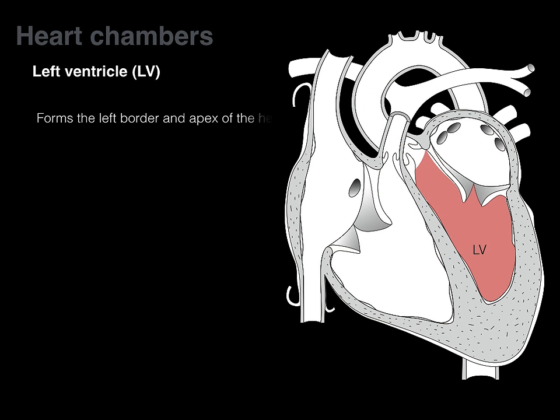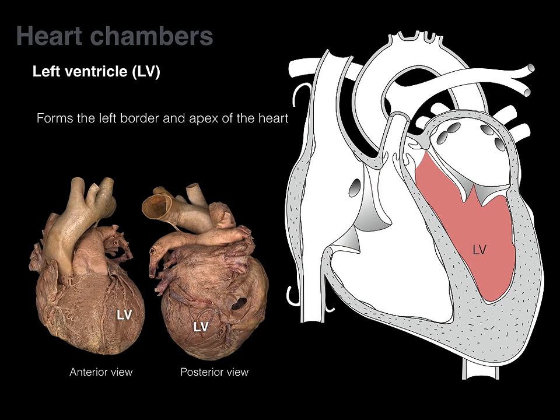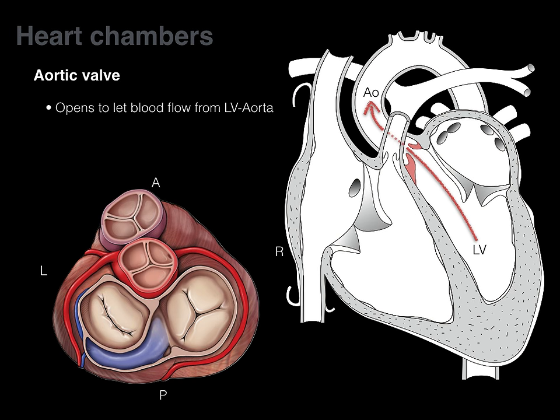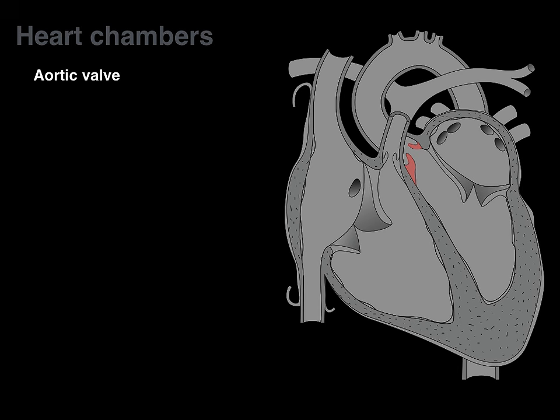Now, the left ventricle forms the left border and apex of the heart. So when we look at this anterior and posterior view of the heart and we outline the left ventricle, that's what forms primarily the left border and the pointy apex of the heart. The aortic valve opens to let blood flow from the left ventricle into the aorta. And so in this cross section, there's our aortic valve, which is behind or posterior to the pulmonary valve. And we have coming off the left cusp, the left coronary artery, and the right cusp, the right coronary artery.